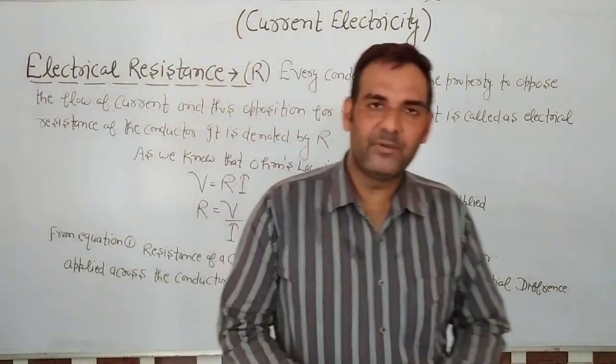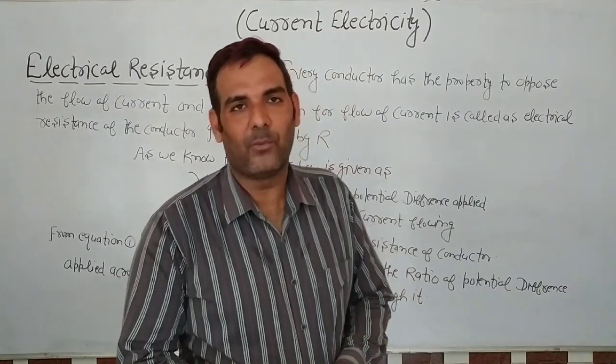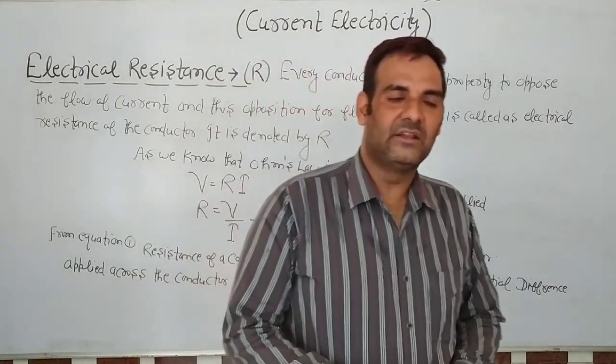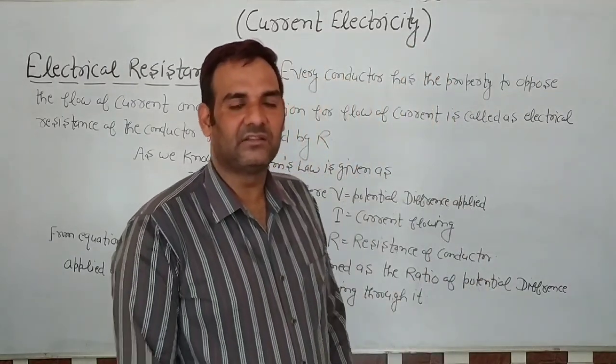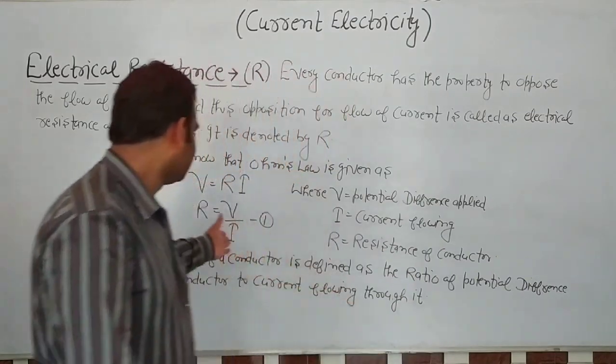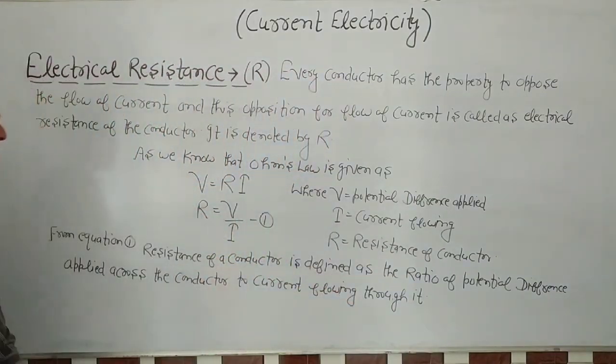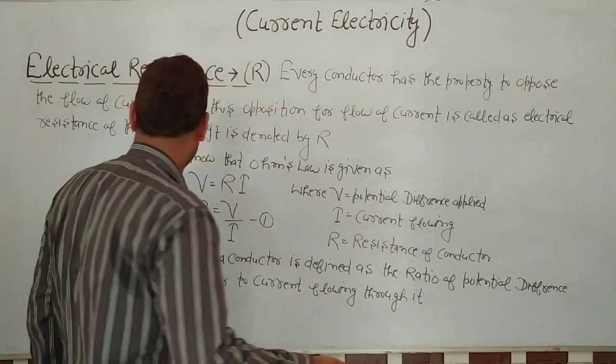What is resistance? Every conductor has the property to oppose the flow of current, and this opposition to the flow of current is called resistance. And from this equation, resistance of a conductor is defined as the ratio of potential difference applied across the conductor to current flowing through it. Clear? Okay.